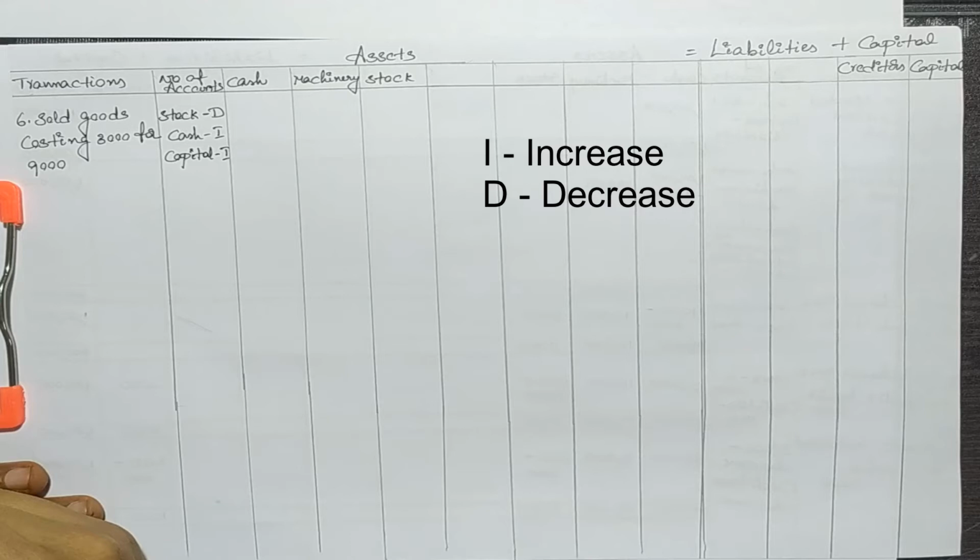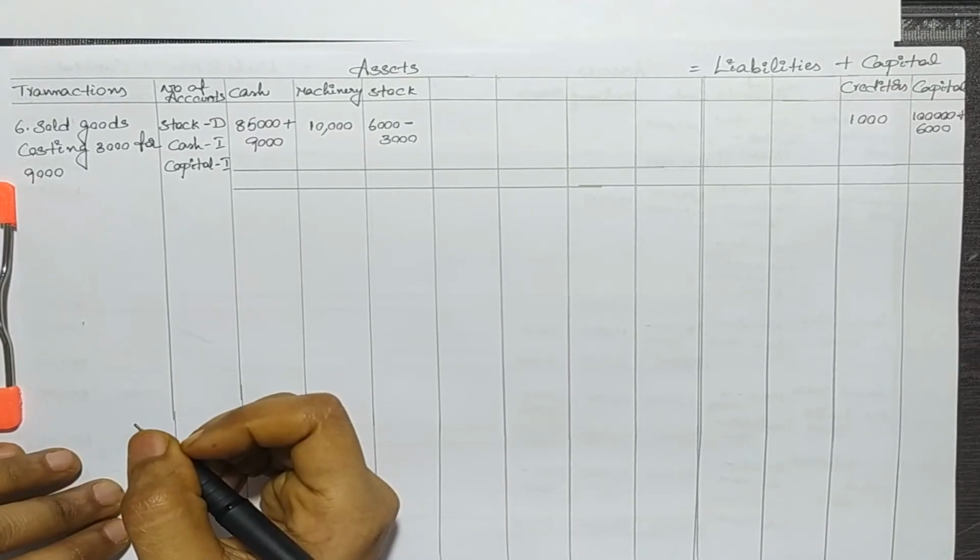9,000 is the total amount that we have received from our customers. So 9,000 we will add it to cash and 3,000 we will deduct it from the stock. And 6,000 we will add it to capital because 6,000 is the profit.